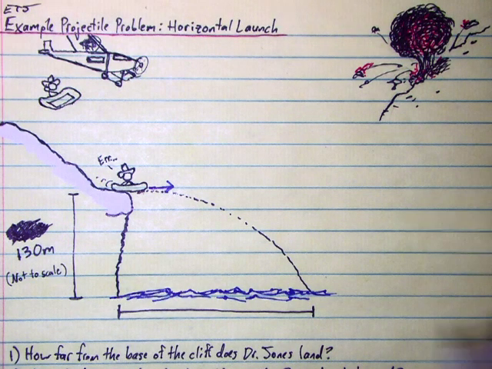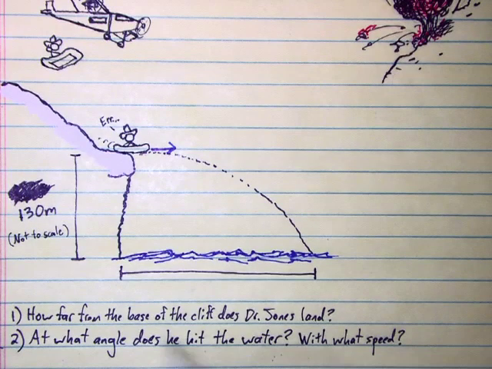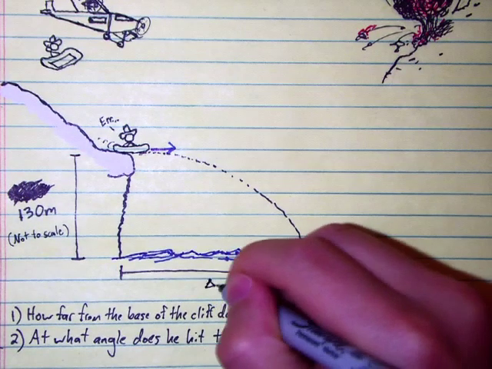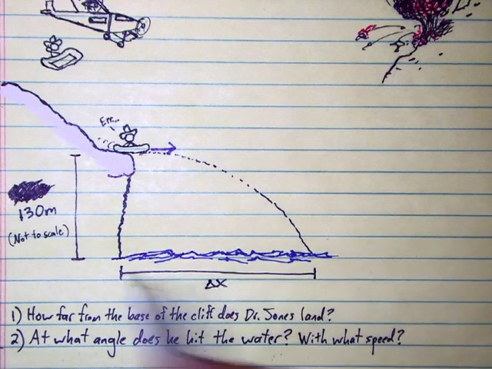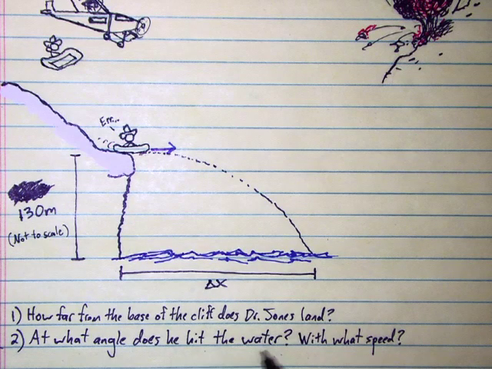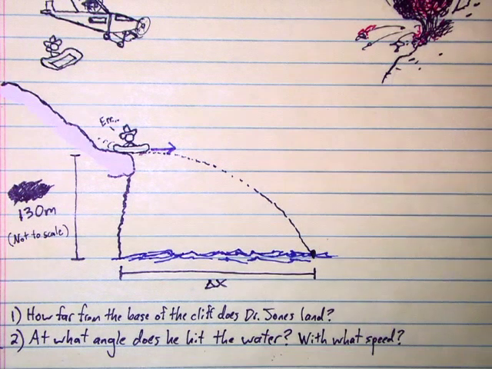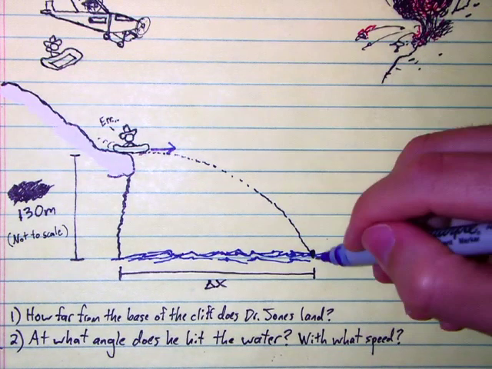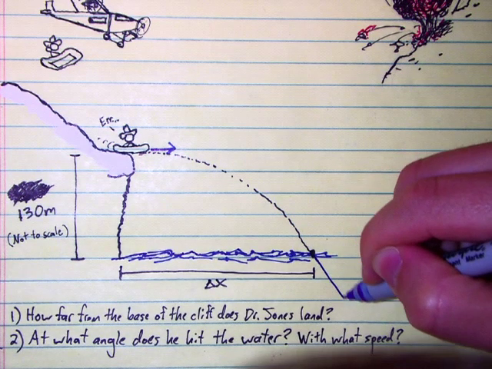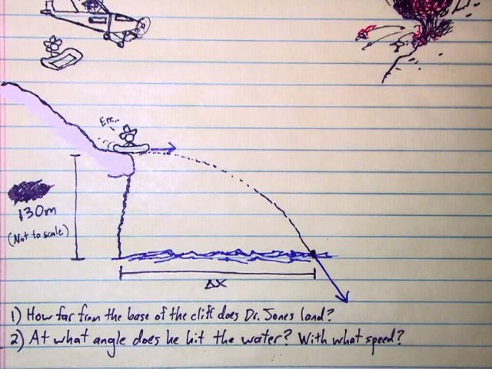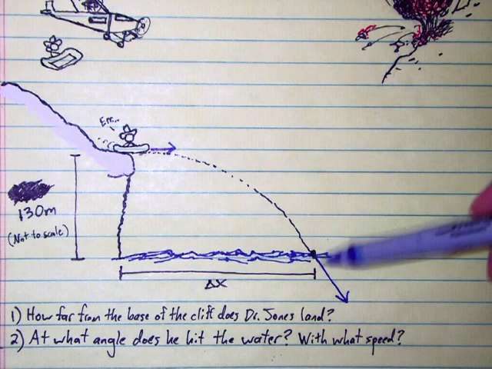We got a couple of questions to answer. How far from the base of the cliff will Dr. Jones land? We'll call that our distance delta x, the change in the x coordinate from his current position to where he lands. And at what angle does he hit the water? The moment he hits the water here, we can draw in his velocity. We know it'll be tangent to the path, so he'll be hitting the water with a velocity something like that. And we want to know what is the speed when he hits the water.